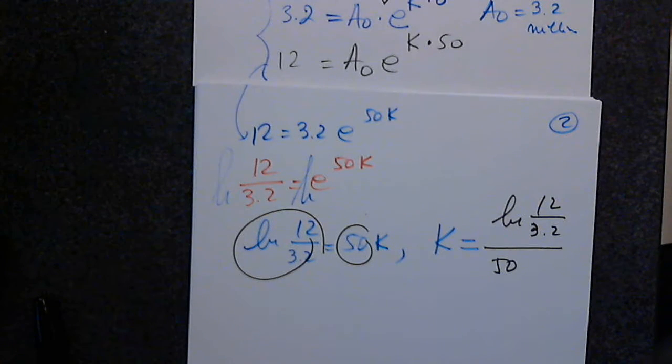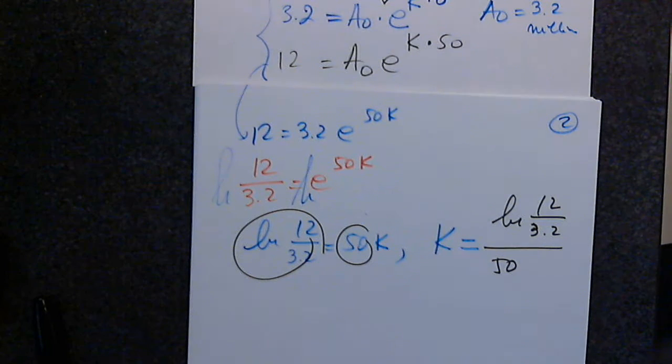So let's plug it in the graphing calculator. I didn't use the calculator with the previous class, so as you see, I'm not ready. Sorry. Here it is. So let's put natural log of 12 over 3.2. Don't forget parentheses. Natural log 12 divided by 3.2. Close the parenthesis and divide by 50.